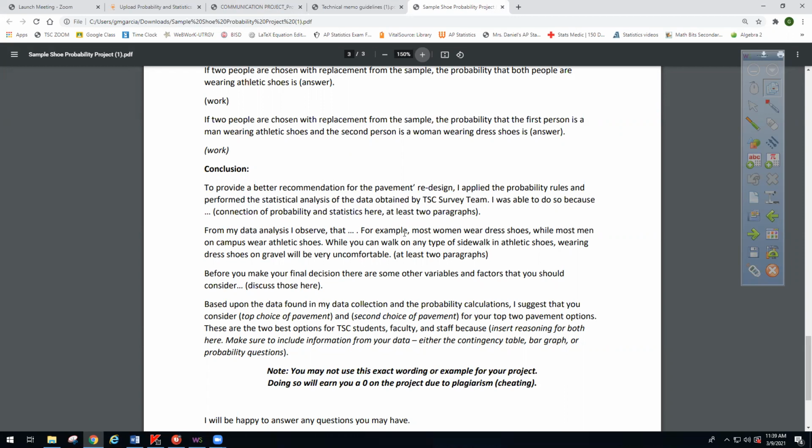While you can walk on any type of sidewalk in athletic shoes, wearing dress shoes on gravel will be very uncomfortable. At least 2 paragraphs here. Before you make your final decision, there are some other variables and factors that you should consider, and then you discuss those here.